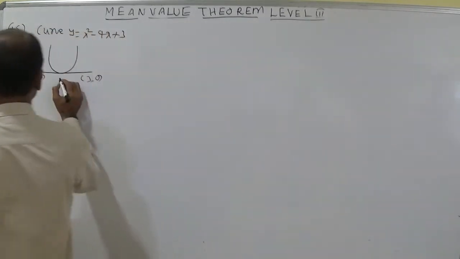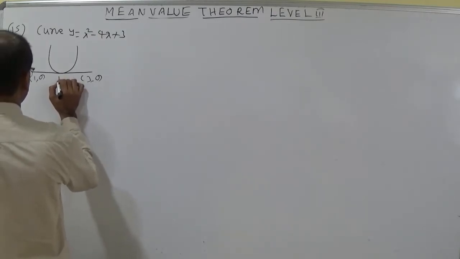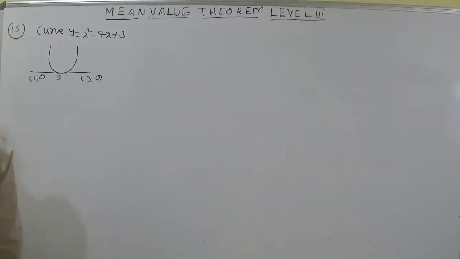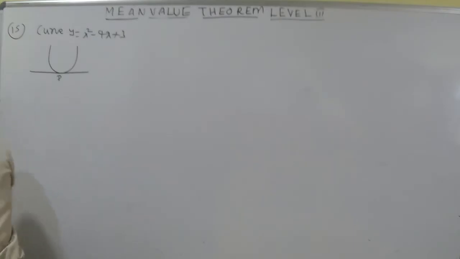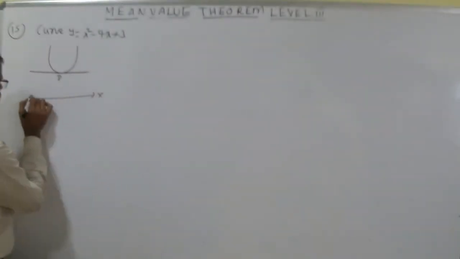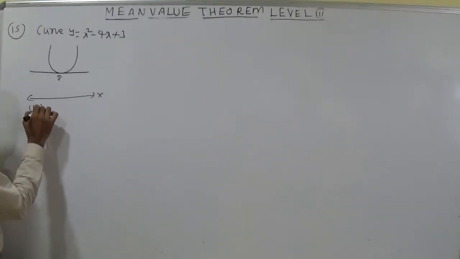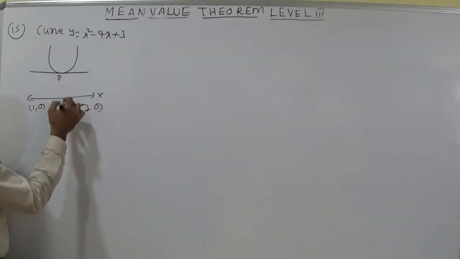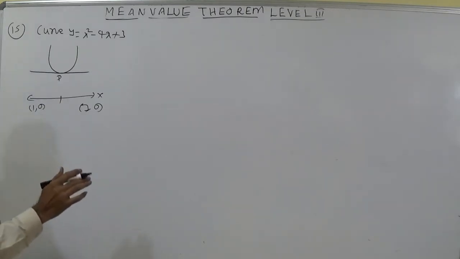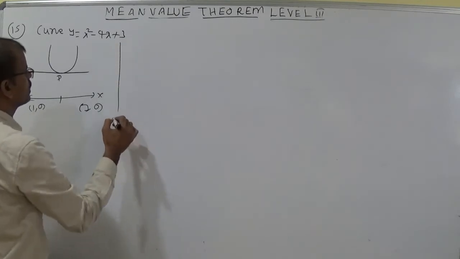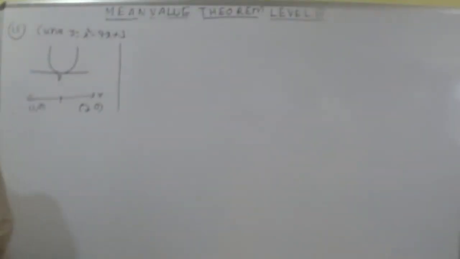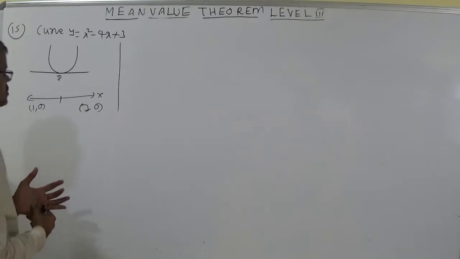The tangent at P is parallel to the x-axis, and we need the ordinate of the point of contact. So (1, 0), (3, 0), and this is P. This is the x-axis, and this is the tangent parallel to it. The point should be in the middle. We cannot say properly whether it is the midpoint or not. We know that the slope of a tangent parallel to the x-axis is 0.